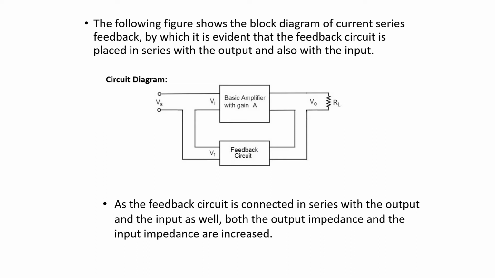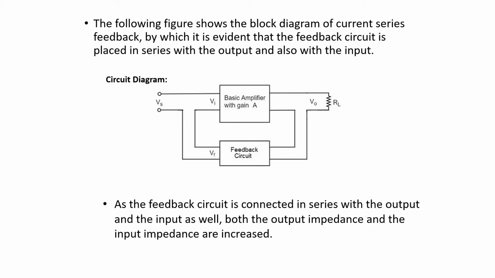Now in this case, what kind of input impedance and output impedance do we get? Both will be increased. Why? Because it is connected in series to the output as well as to the input. If you go back to the previous lecture, when we studied voltage series feedback, there was a decrease in the output impedance because it was only connected in series to the input. Now here the feedback circuit is in series with both input and output, so you get the input impedance increased as well as the output impedance increased. This is the straight difference between voltage series feedback and current series feedback.